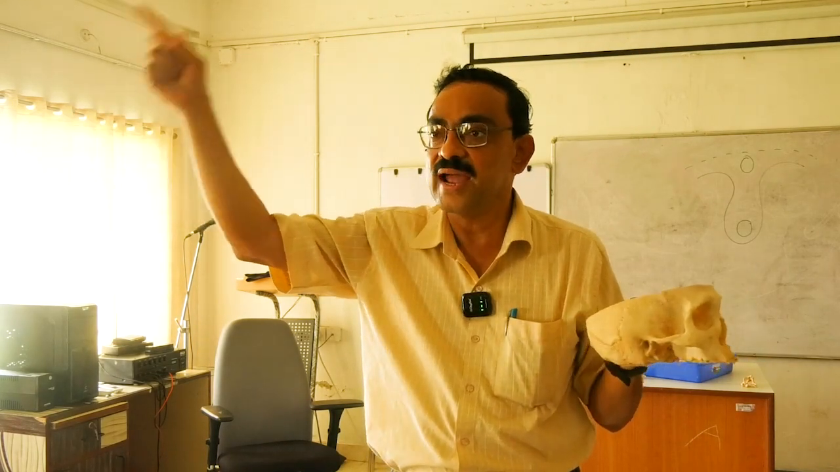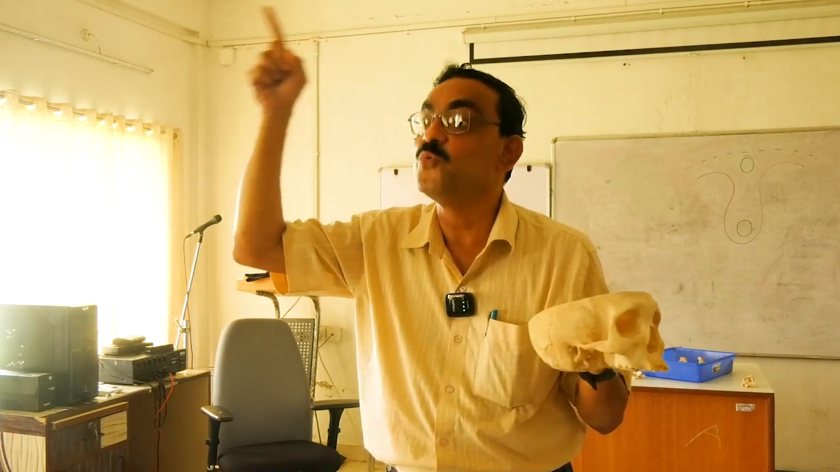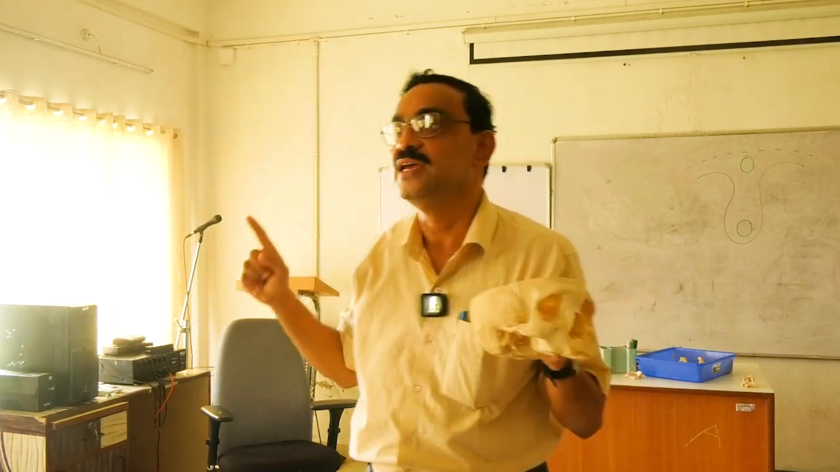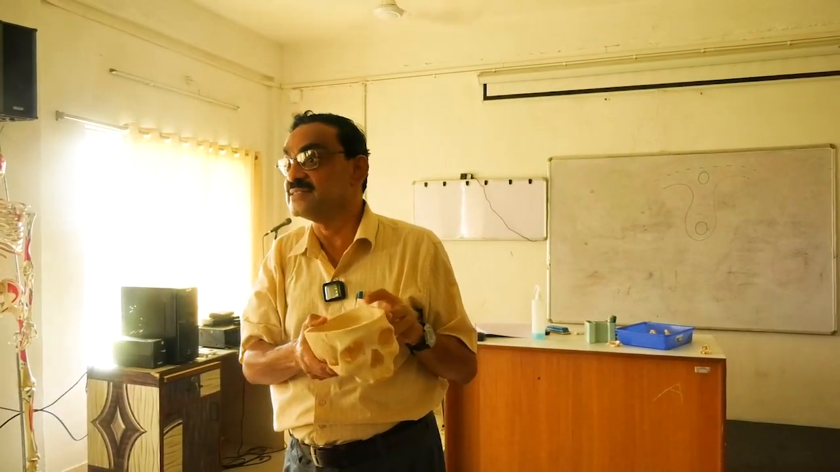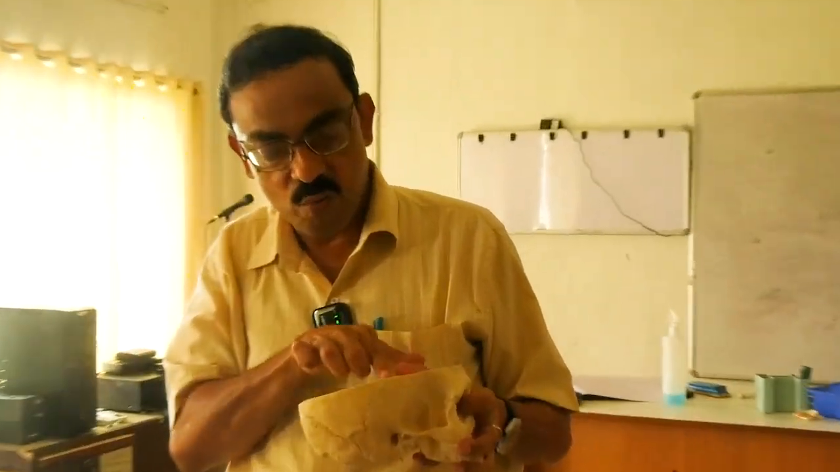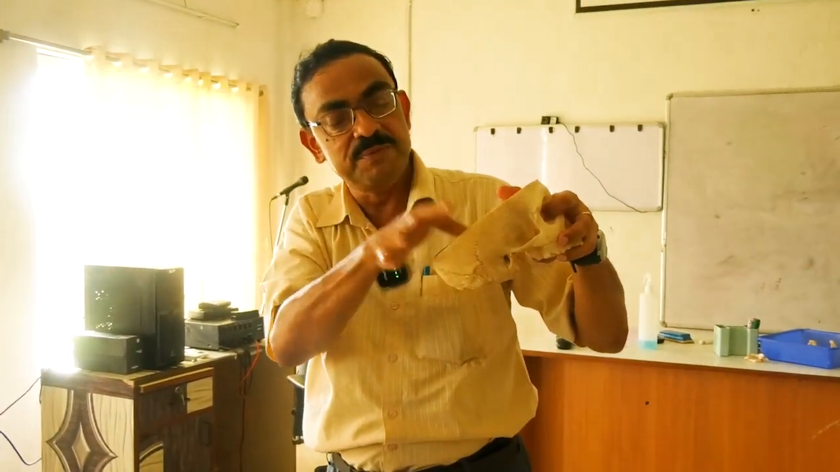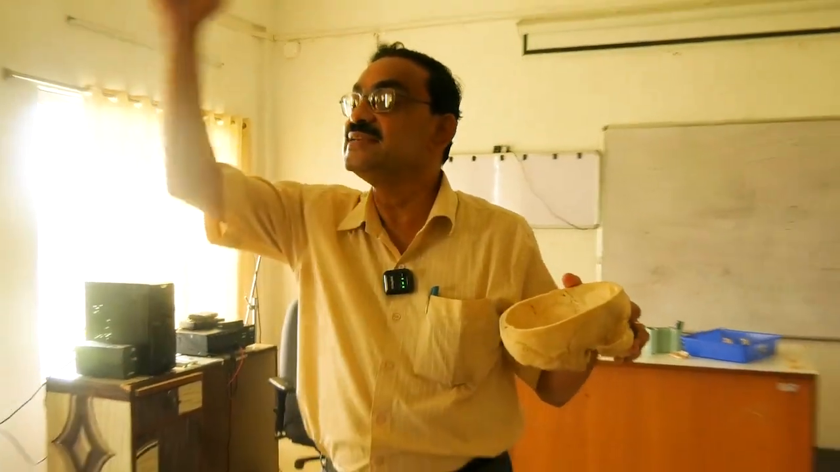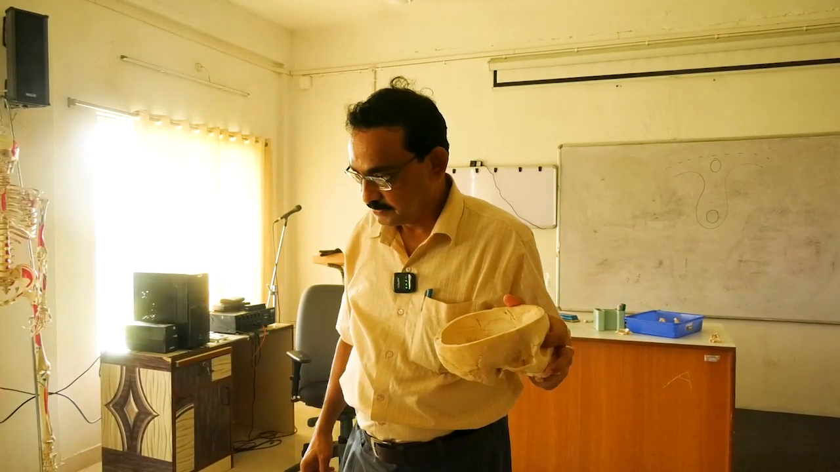Even you will get it in the next examination, that is, which one is the first tributary of the internal jugular vein. The answer is the inferior petrosal sinus, because it is present over the petrous part of the temporal bone. This is the inferior petrosal sinus, that is the first tributary of the internal jugular vein.